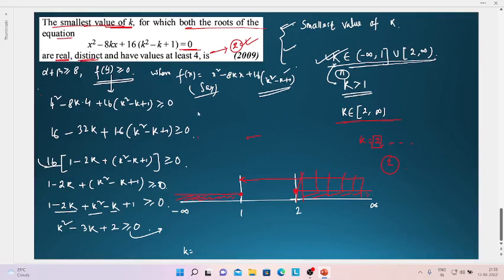From that relation I also get another condition on k, which is minus infinity to 1 closed union closed 2 to infinity, right? And so I have to take the intersection, because we have different conditions on k. After taking the intersection, we got k belongs to the closed interval 2 to infinity. So the smallest value of k according to the question is 2.